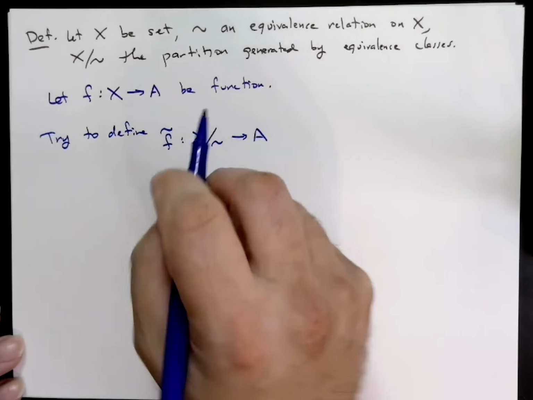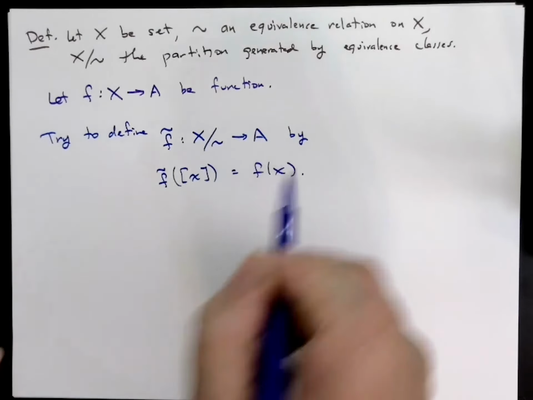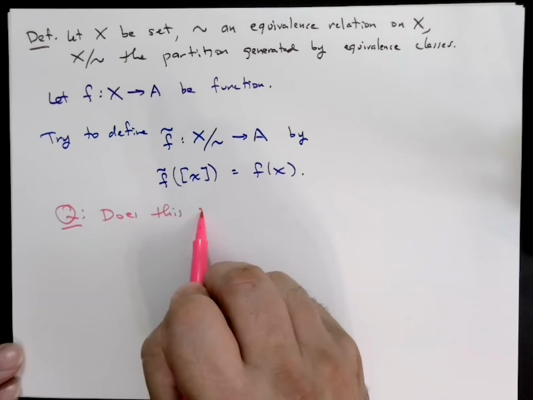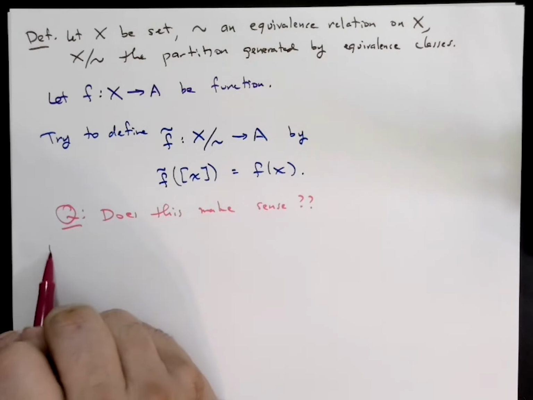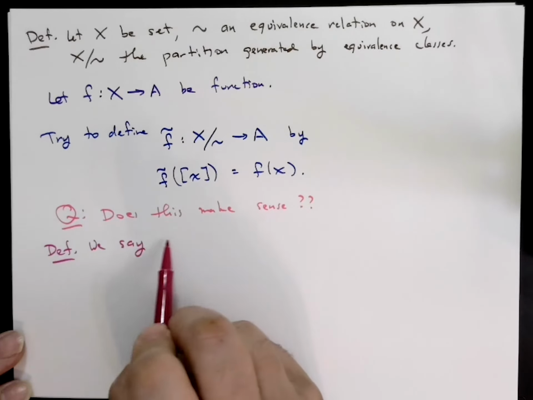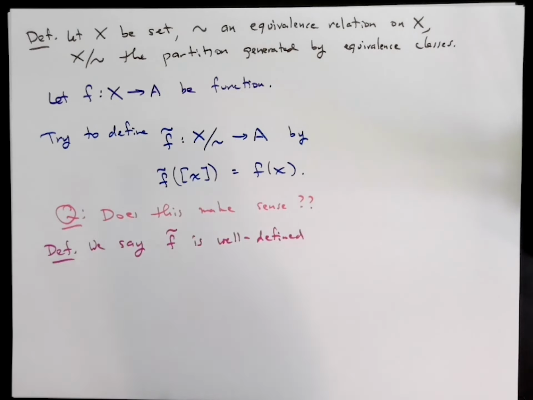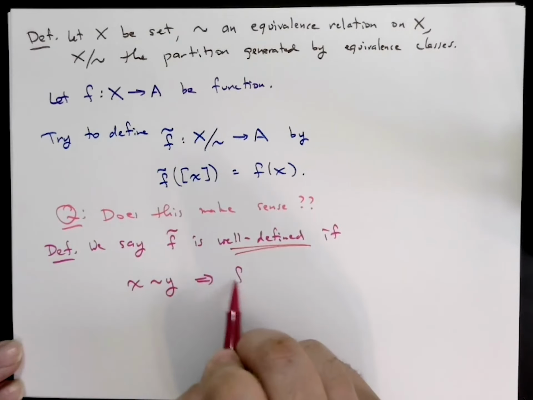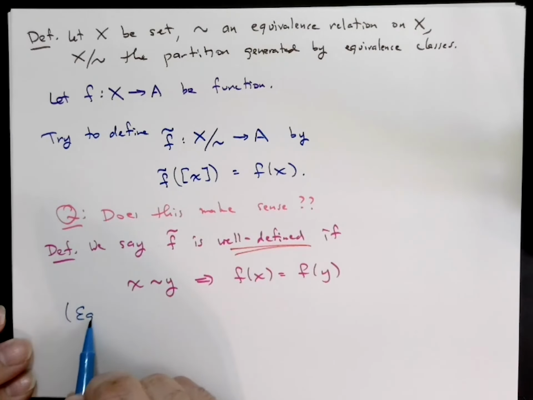Let's now try to define f tilde, which is a function whose domain is the equivalence classes, as follows. Let's define f tilde of the equivalence class corresponding to x as just f of x. Okay, we're trying to do that. Does that actually make sense? Well, it doesn't always, but we say that f tilde is well defined if whenever x and y belong to the same equivalence class, then f tilde of x equals f tilde of y.